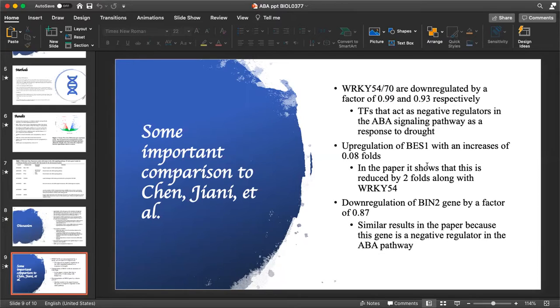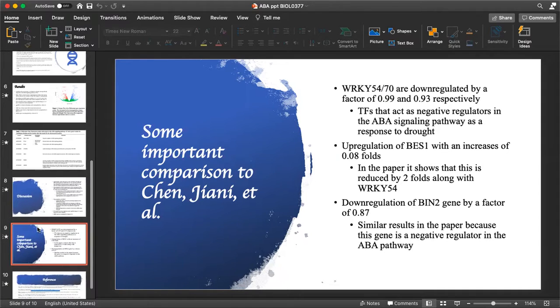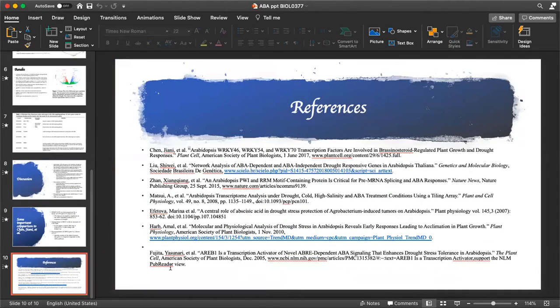Now, all of these 9 genes that I discussed are further supported by research done by Yesneri and their colleagues in 2005.